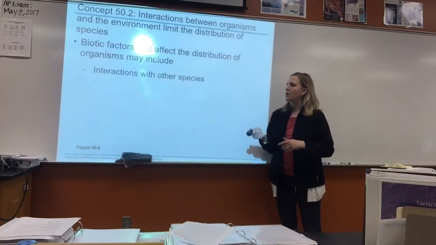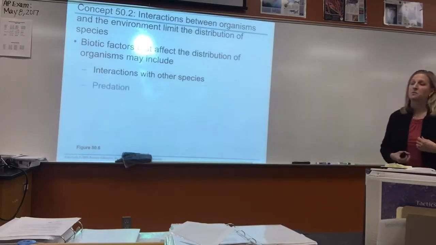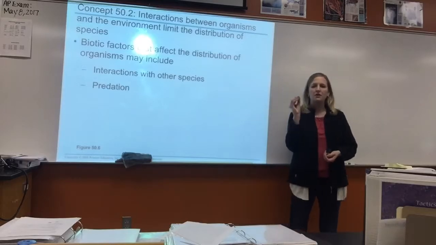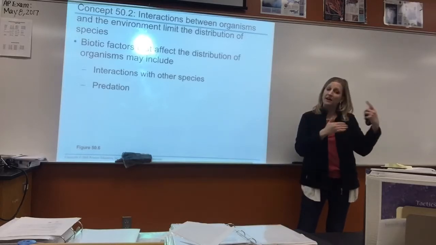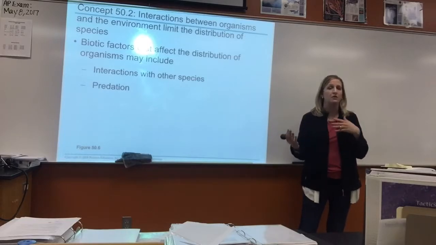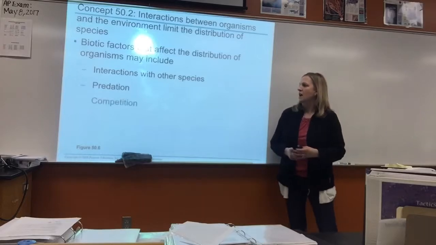Biotic factors, the living things that can limit the distribution of organisms, would be interactions with other species. Some of those interactions could be like predation. I just used that example, where a predator can affect where their prey live, or vice versa. The predator will be where the prey is.